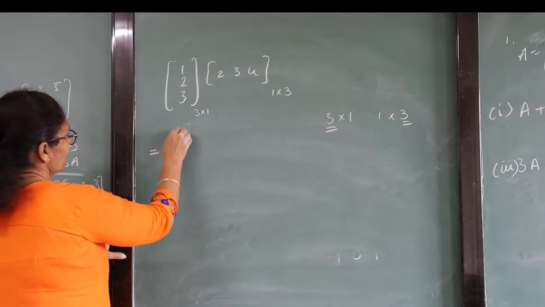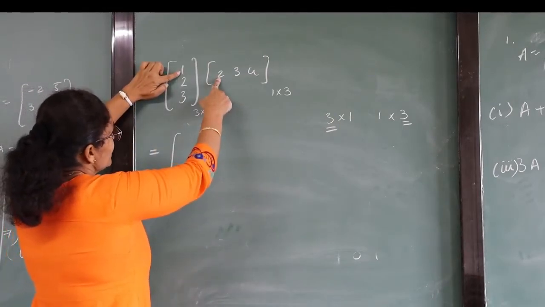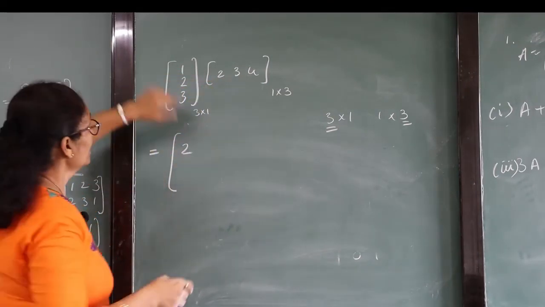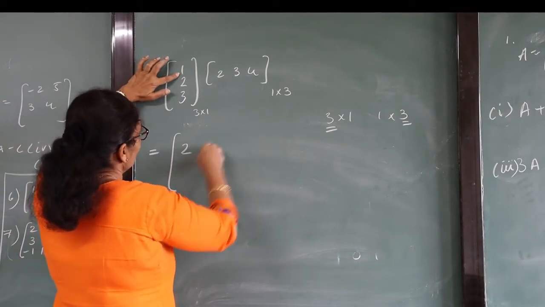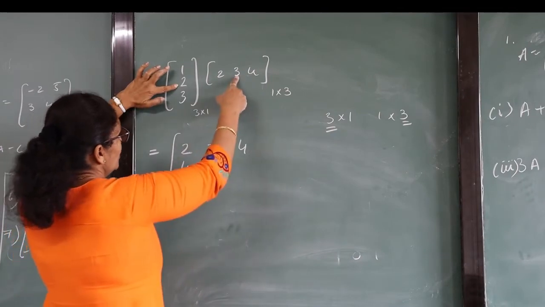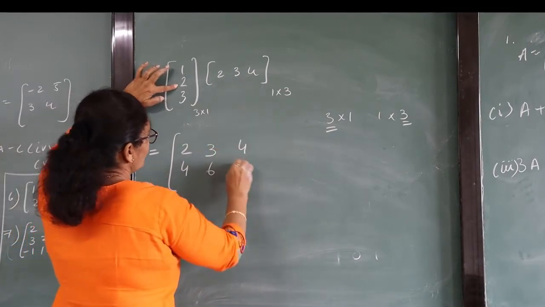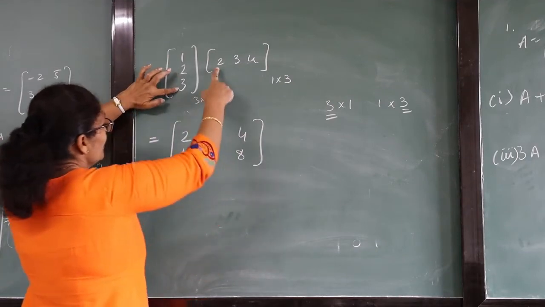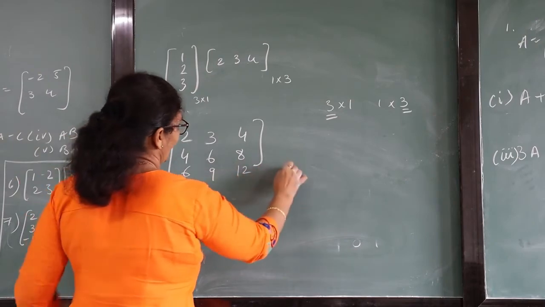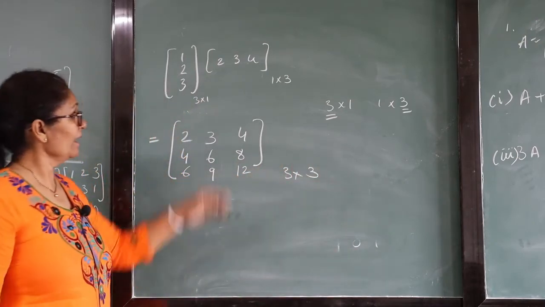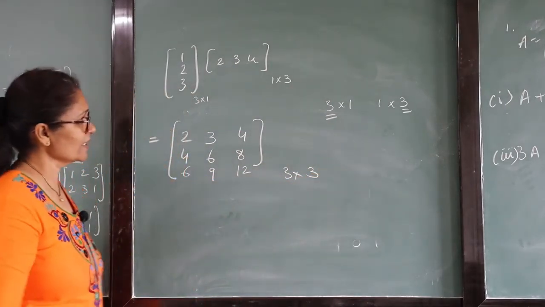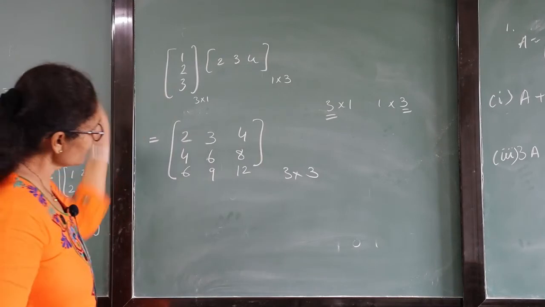So let's multiply it. First row, first column. So 2 ones are 2. Now addition is not there because only a single element is there. Now 1 3 is 3 and last, 1 4 is 4. Similarly, second, 2 2s are 4, 3 2s are 6 and 2 4s are 8. Now last, third, 3 2s are 6, 3 3s are 9 and 3 4s are 12. Now let's see. When you multiply 3 by 1 and 1 by 3, which matrix are you getting? 3 by 3.